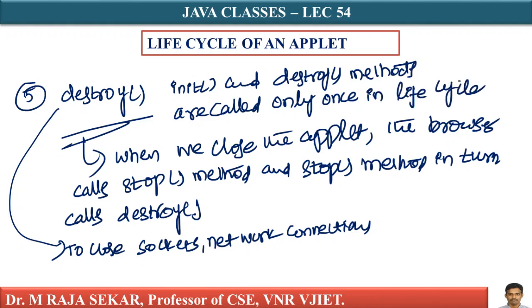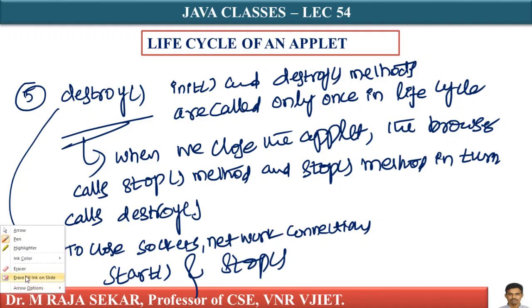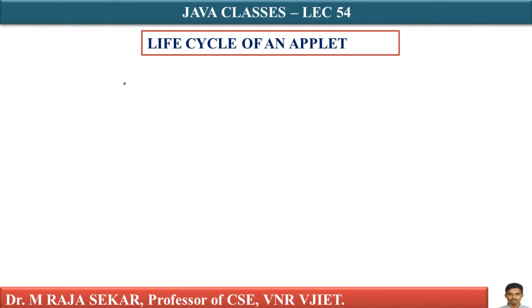This point is important. Init and destroy methods are called only once in the life cycle, but start and stop methods are called a number of times to make the applet active and inactive. This can be called many times.